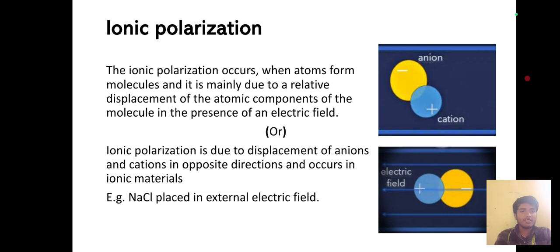We can see in the diagram, when the electric field is not applied, the cation and anion are at their normal positions. In the presence of an electric field, the cation and anion get polarized.